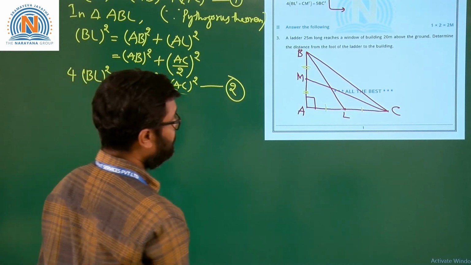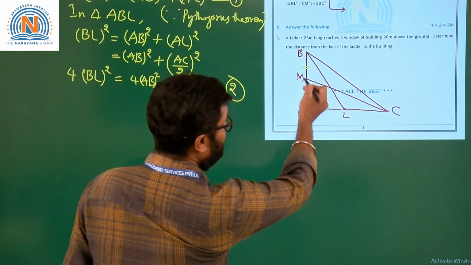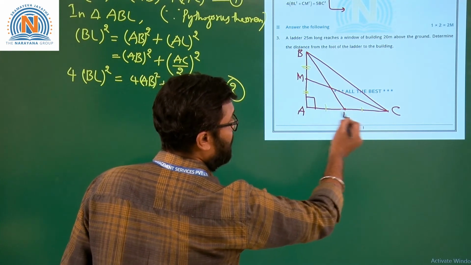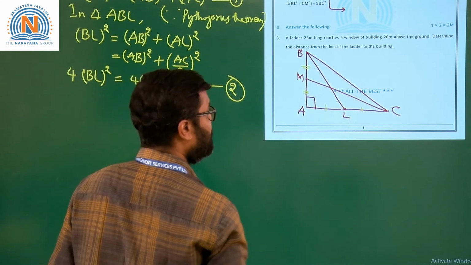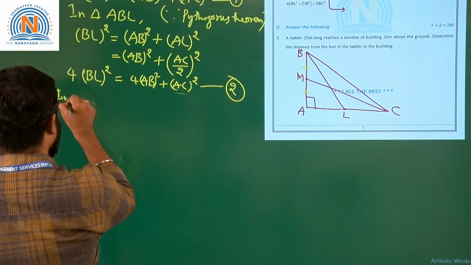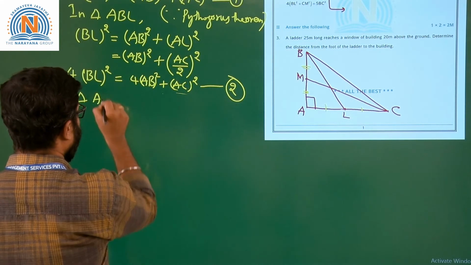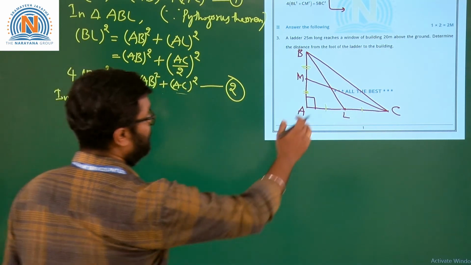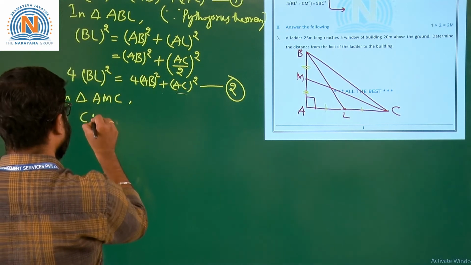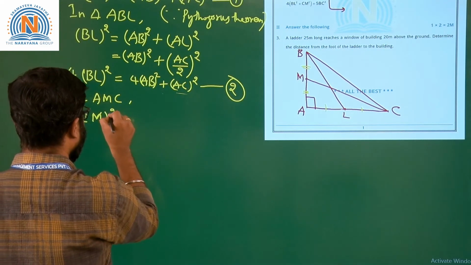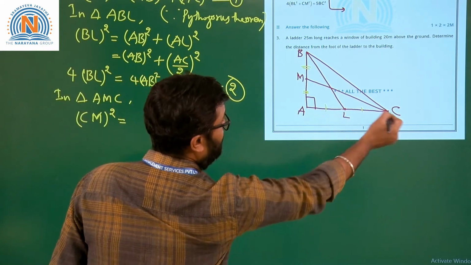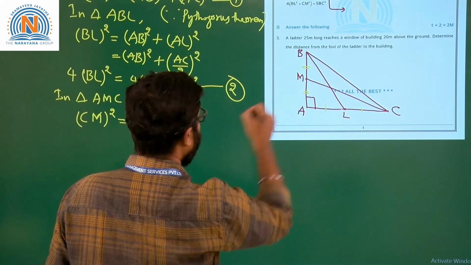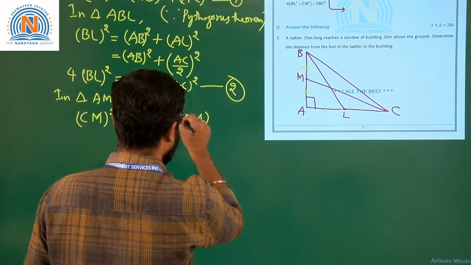Now see children here. Again, take another triangle, that is AMC. This is also a right angle triangle. MC is the hypotenuse, AC is the base side, and AM is the vertical side. So in triangle AMC, the hypotenuse square, that is CM square, is equal to AC square plus AM square.